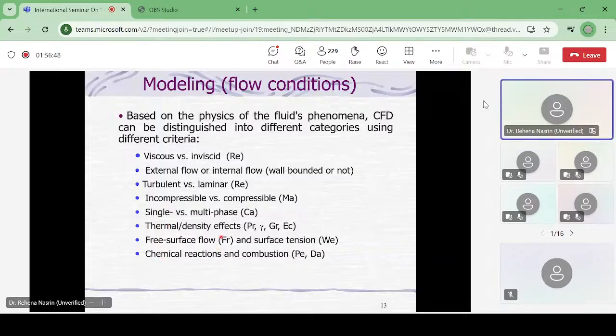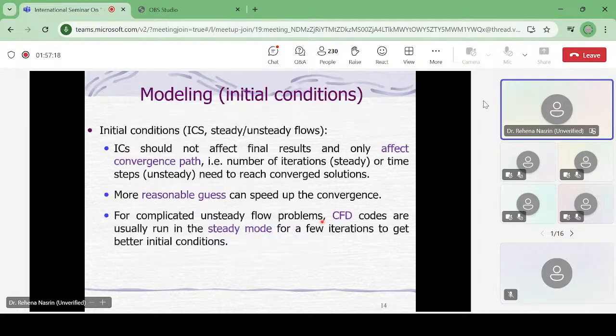Do we consider free surface flow or surface tension or not? Is there any chemical reaction or combustion system we consider or not? So many things we have to notice at first before starting the simulation. Then our physical modeling, and after that we have to select the initial condition.